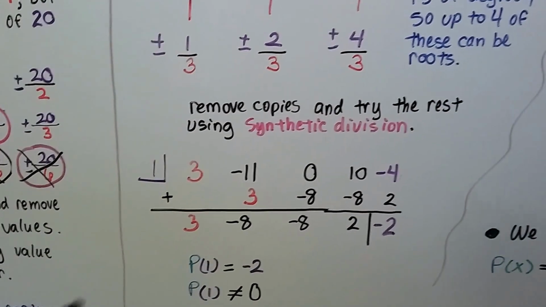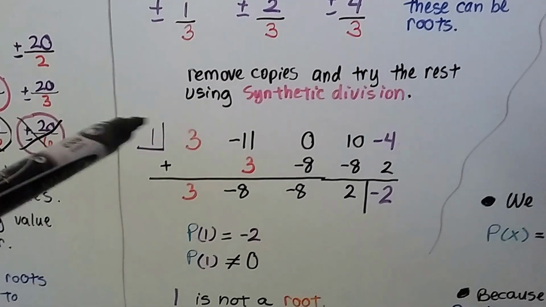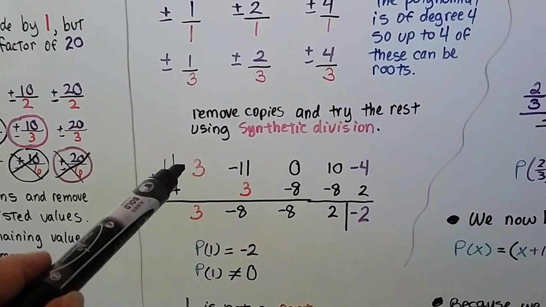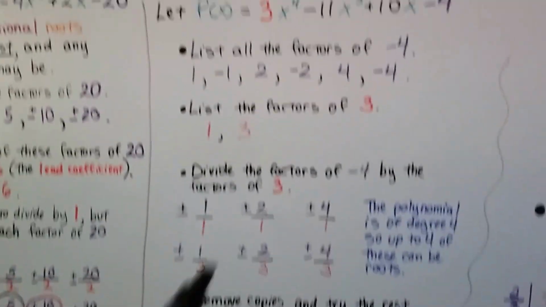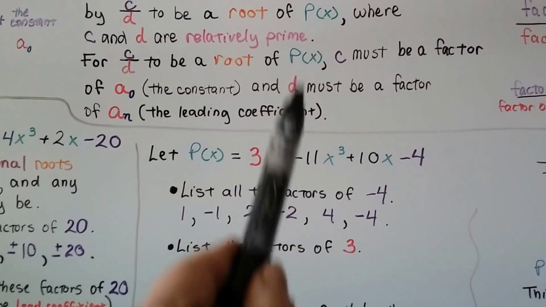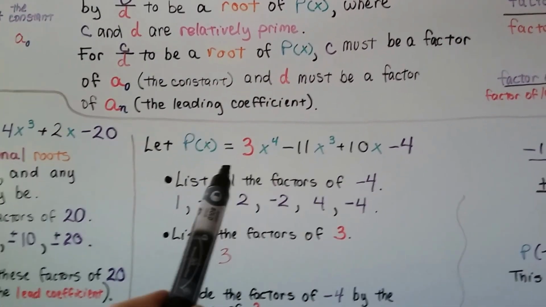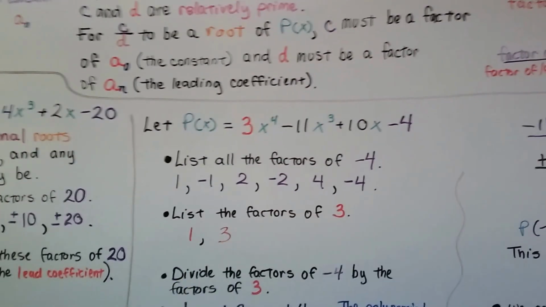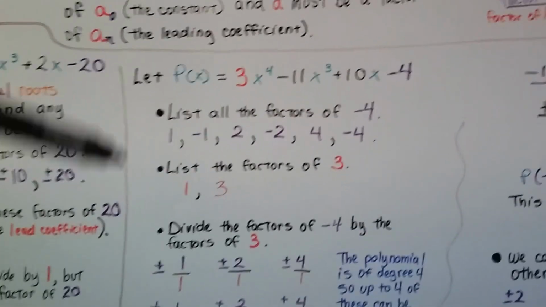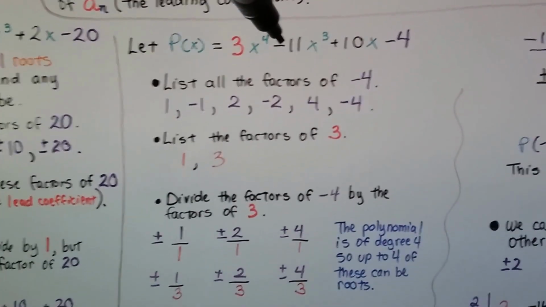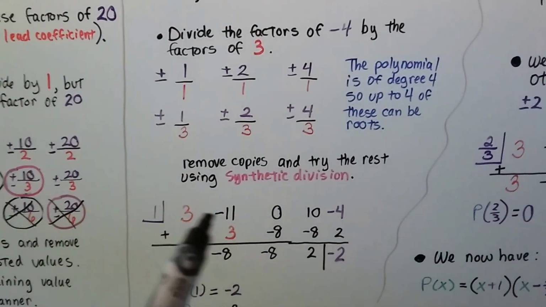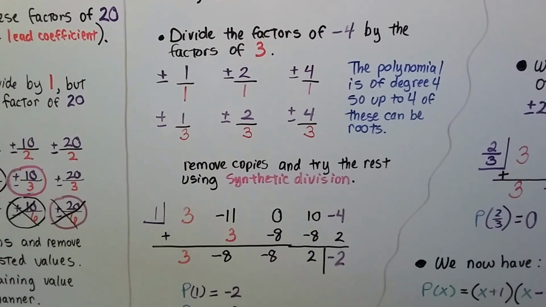So using synthetic division, let's try positive 1. So we write our polynomial without any variables. Now you notice the 0 here is because we don't have an x to the 2nd power. See that? It goes 4, 3, and it jumps to x to the 1st power. So we need to put a 0 there as a placeholder. So we're going to have a 3, a negative 11, a 0, a 10, and a negative 4.